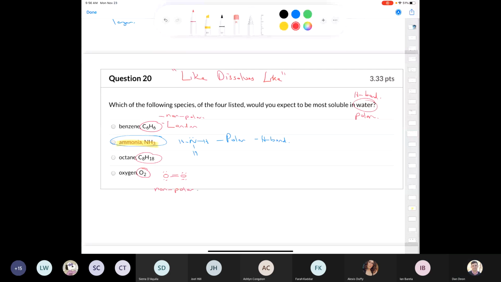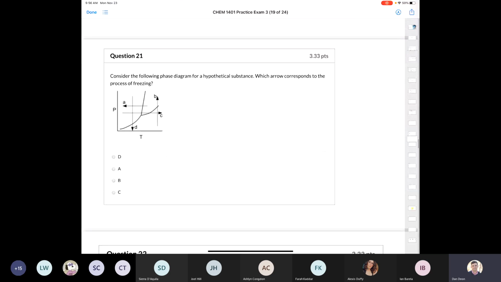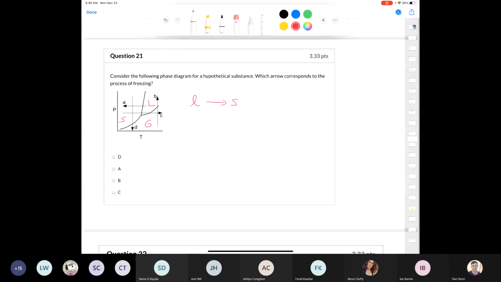Excuse me. Number 21. Consider the following phase diagram for some hypothetical substance. Which arrow corresponds to the process of freezing? Well, we have our solid, liquid, and gaseous phases here. What's freezing? Freezing is when we go from a liquid to a solid, okay, by a decrease in temperature.